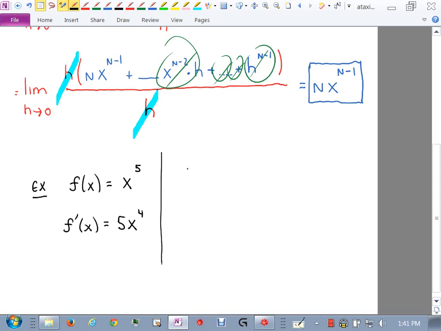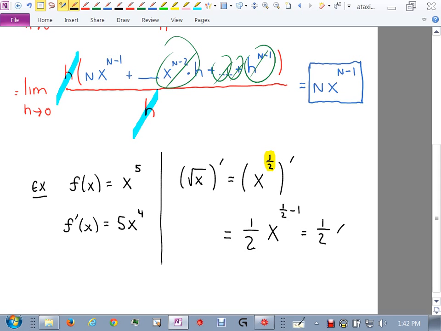How about this one? I'll use a different notation here. What if I take the square root of x and then put a prime on it? That means I want you to take the derivative of this. I'm just showing you a different notation for saying take the derivative. Is the square root of x x to a power? Yes. It's x to what power? 1/2. So n here is 1/2. When I take the derivative, the 1/2 comes out, and x to the 1/2 take away 1 is negative 1/2. If you have 1/2 and you take 1 away, you get negative 1/2. So this is 1/2 x to the negative 1/2.